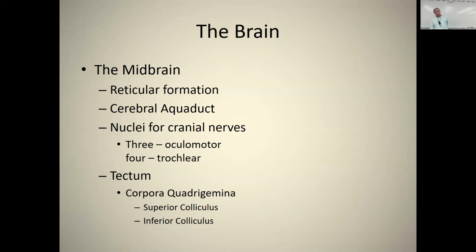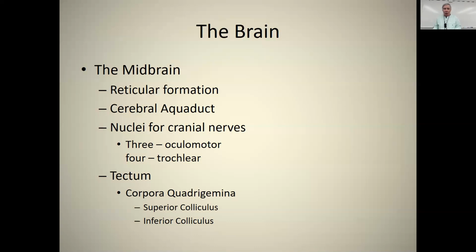In the tectum, that's the posterior and superior part, is where the corpora quadrigemini are located. And that's Latin for 4 bodies. 2 of the bodies are called the superior colliculi, and the 2 lower bodies are called the inferior colliculi.